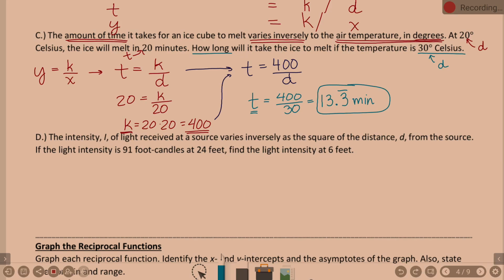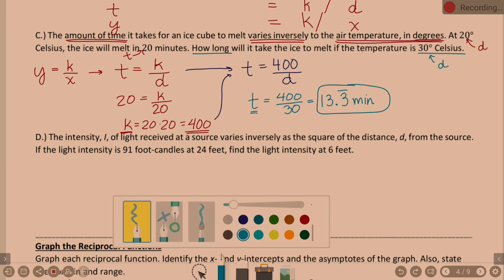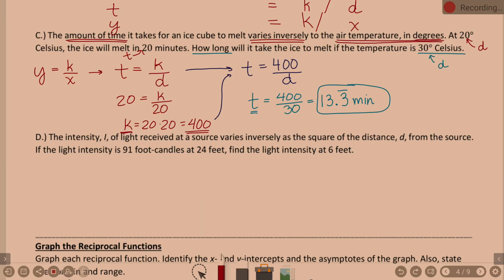Okay, there's a slight change up. The intensity, and that is an I, because it stands for intensity. The intensity I of light received at a source varies inversely as the square of the distance D from the source. If the light intensity is 91 foot candles at 24 feet, find the light intensity at 6 feet. The foot candles is a label. I'm not an electrician. We're just going to go with it.